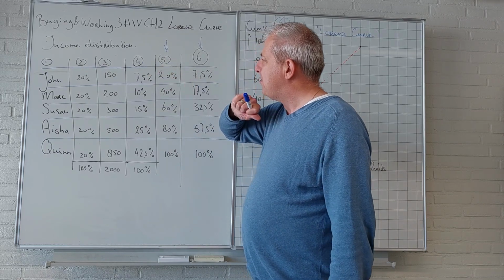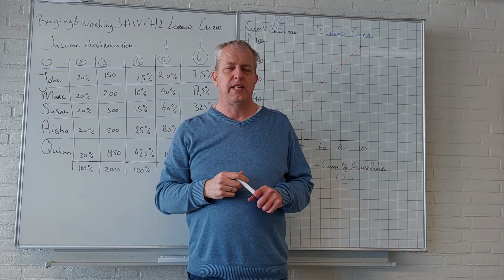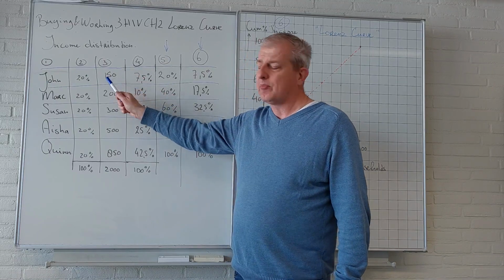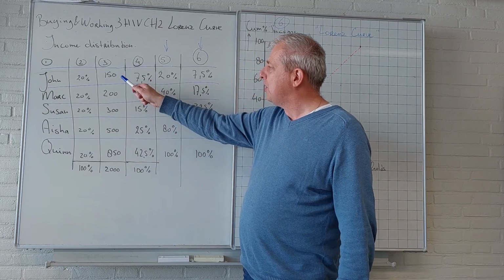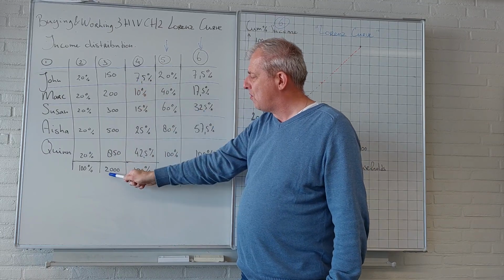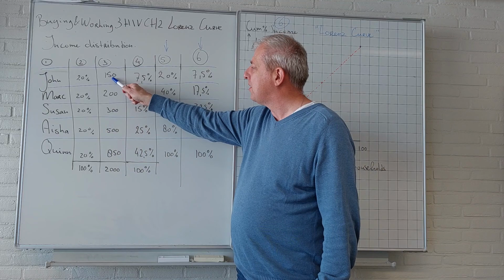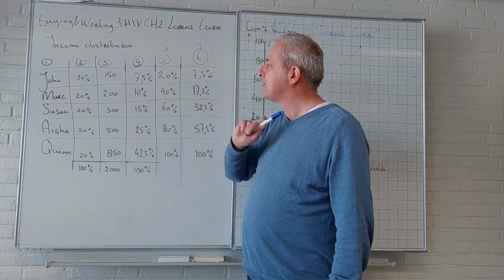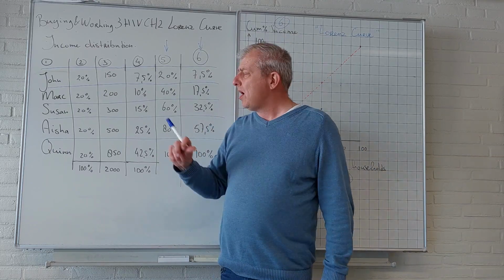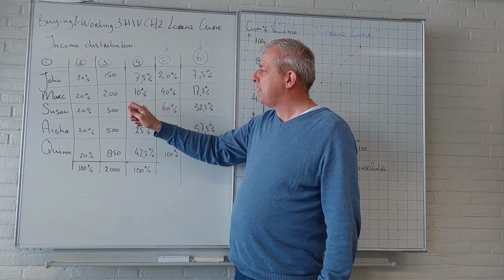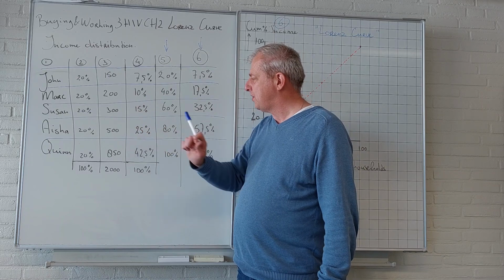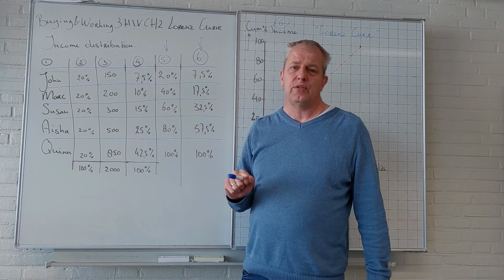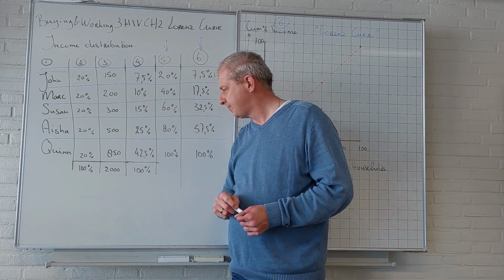The fourth step that you take is you calculate what percentage the income is compared to the total. So John earns 7.5% of all the money, namely 150 divided by 2,000 times 100 gives us 7.5%. Mark earns 10% of all the money, Susan 15, Aisha 25, and Quinn earns, with his 850, 42.5%.